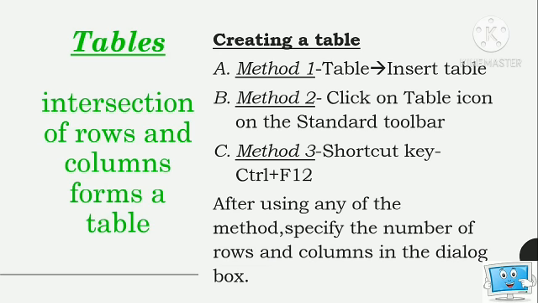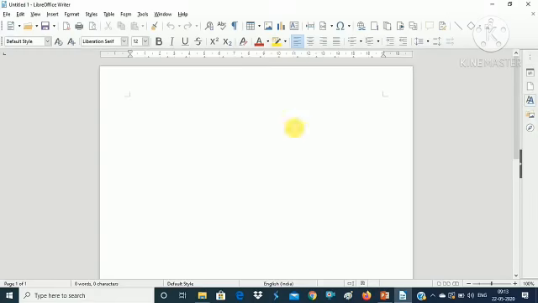After using any of the methods, specify the number of rows and columns in the dialog box which appears and then click on the insert button. The table with the specified number of rows and columns will appear.